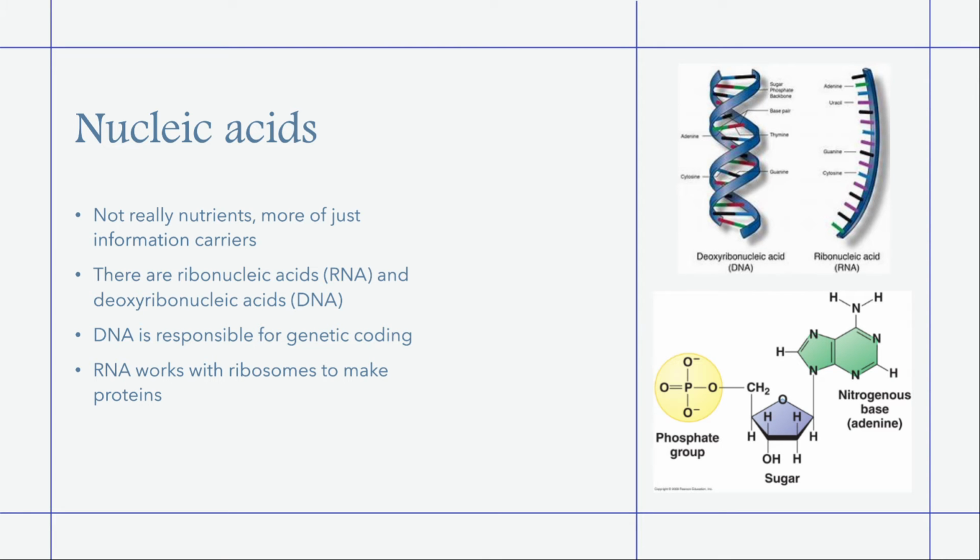The next is nucleic acids. Nucleic acids are not really nutrients and more just naturally occurring chemical compounds that serve as the primary information carrying molecules in cells and make up the genetic material. A nucleic acid molecule is made of 3 different parts: a phosphate group, a 5-carbon sugar, and a nitrogenous base. There are 2 different types of nucleic acids: RNA, or ribonucleic acid, and DNA, or deoxyribonucleic acid. DNA is responsible for genetic coding, while RNA acts like a messenger between DNA and ribosomes to make proteins.